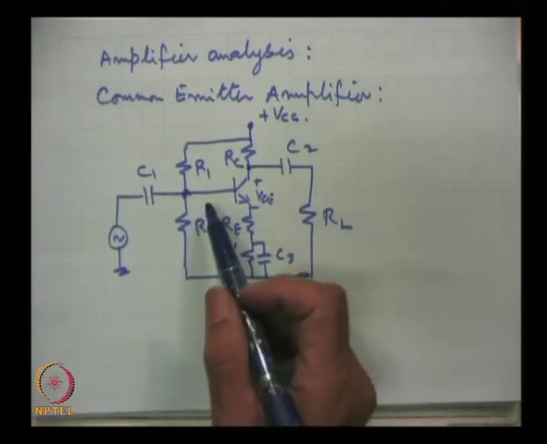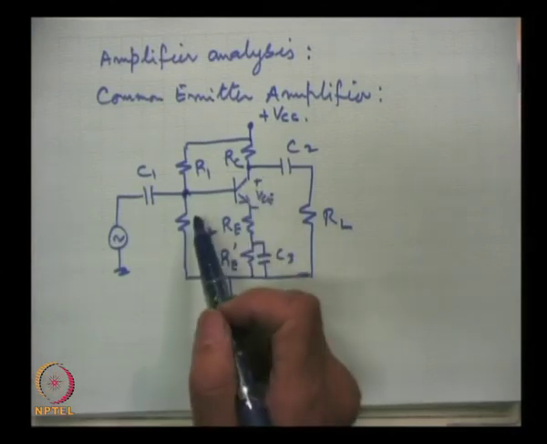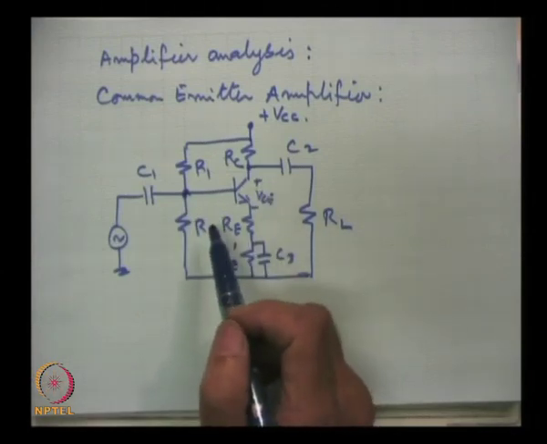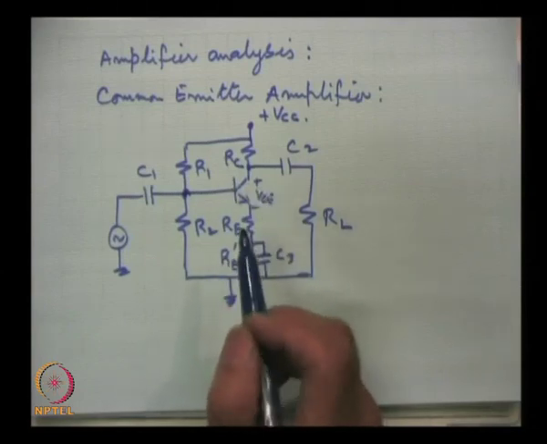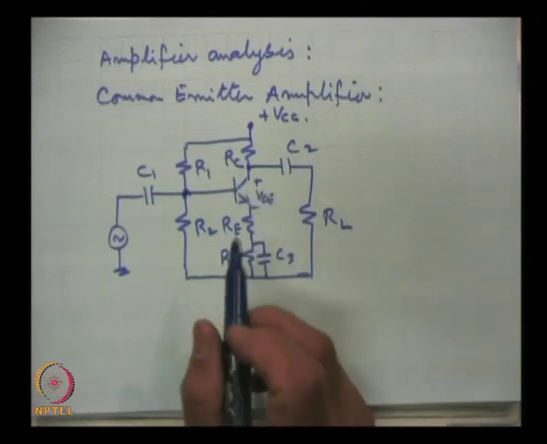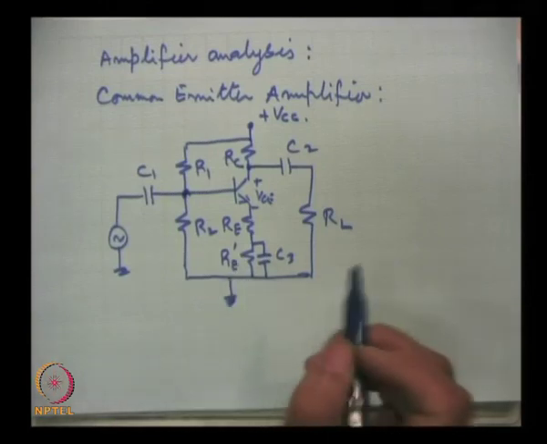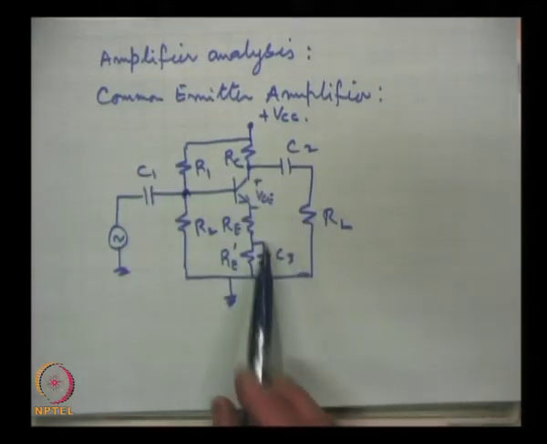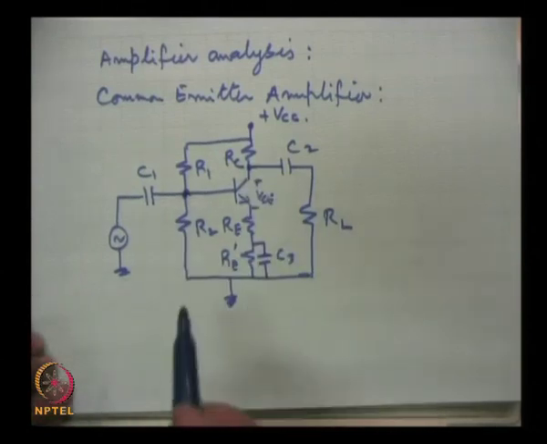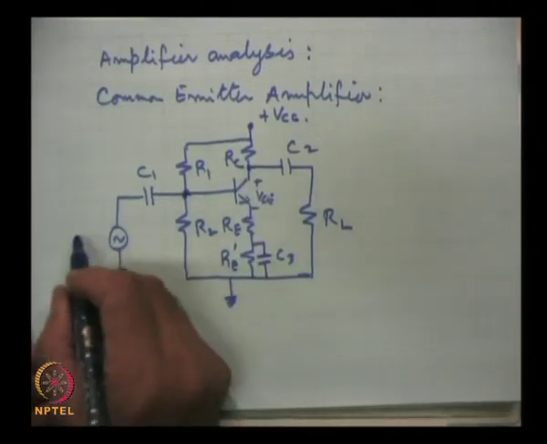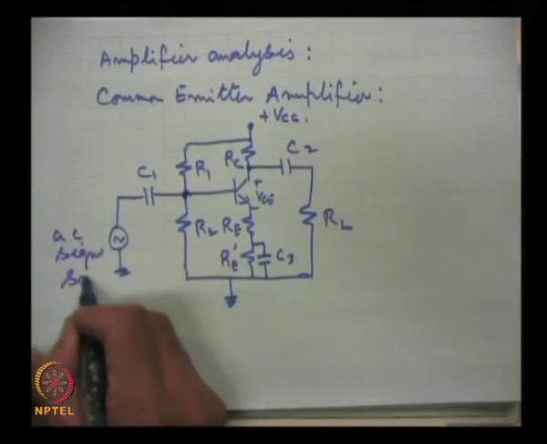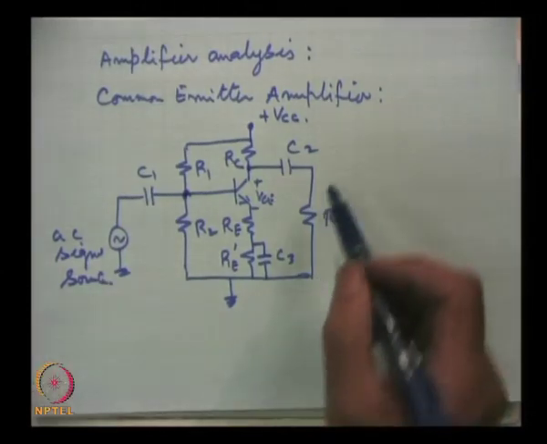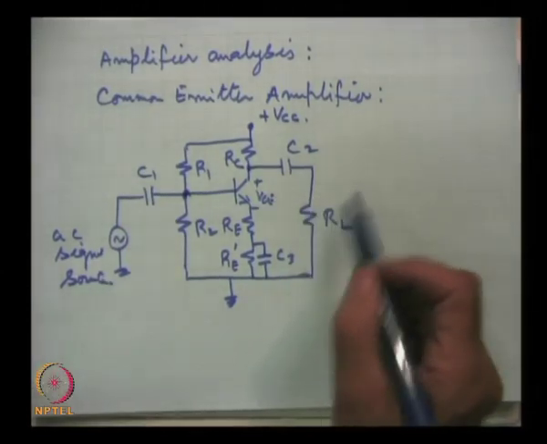And this we have talked about: choosing appropriate values of the DC currents and voltages in the circuit decides the operating point, and the operating point should be nearly somewhere in the middle of the active region of the characteristics. So, anyway, this is the CE amplifier circuit. This is the source AC signal, and the amplified output is taken at the load.